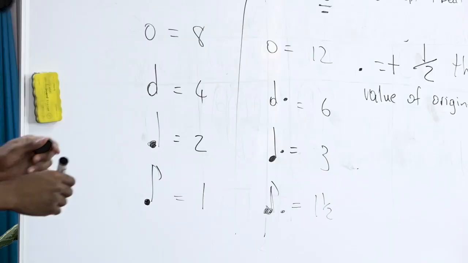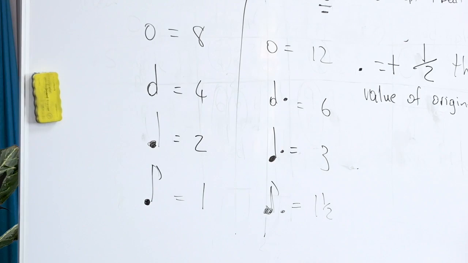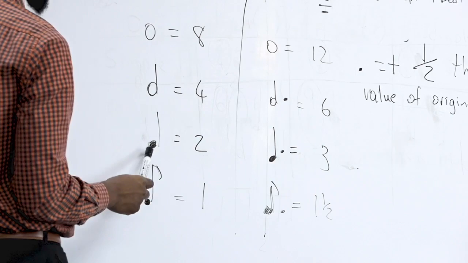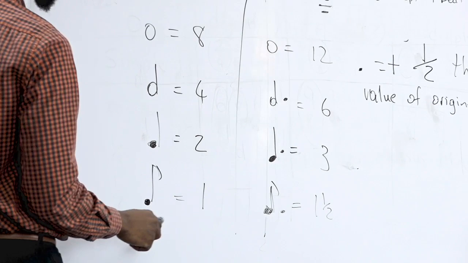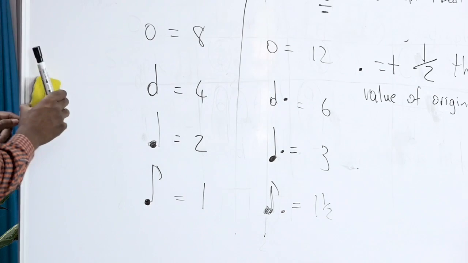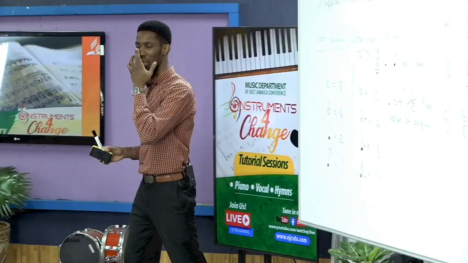You see how they work now? A semibreve by itself is 8, if the time signature is 9-8. A minim by itself is 4. A crotchet is 2. A quaver, because this now represents your 1 beat, is 1. A dotted quaver is 1.5. A dotted crotchet is 3. Now, let us see if we can identify something in Blessed Assurance.